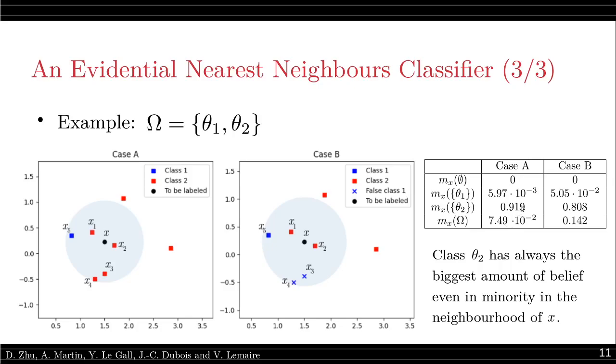We computed the BBAs and applied the rule of combination twice, and we see that no matter the errors in case B, the belief of θ2 is always the biggest, even if θ2 is the less represented class in the neighborhood. For example, in case B, there are virtually 3 class 1 and 2 class 2, but still class 2 has the most belief.